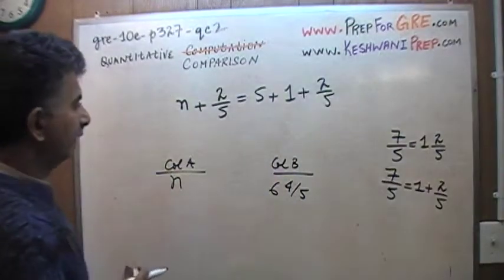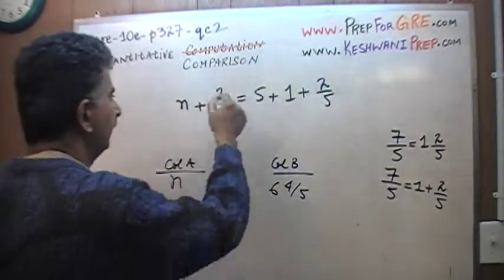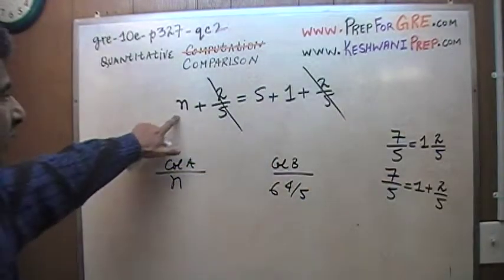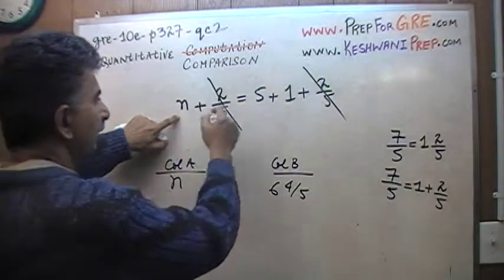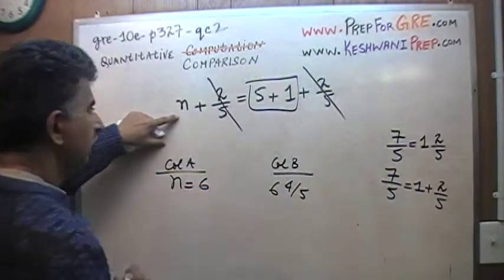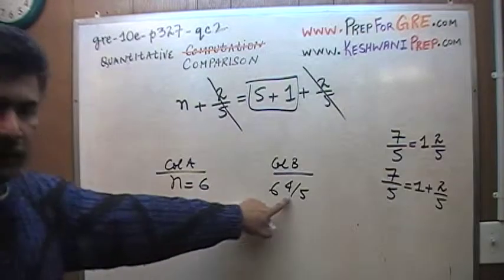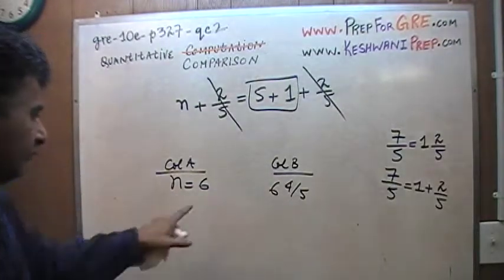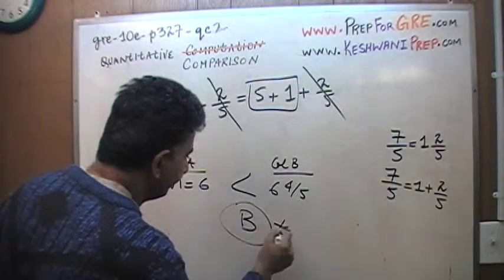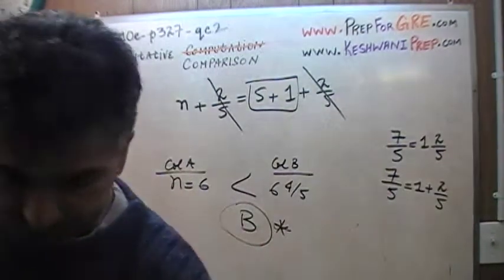So that's what we're going to do here. We're going to subtract 2/5 from both sides. So if I subtract 2/5 from both sides, 2/5 drops out, and there's your n. Your n equals 5 plus 1. That's your n. We're comparing it against 6 and 4/5. Of course, 6 and 4/5 is bigger. The answer is B. That's all. That's it. We are done.